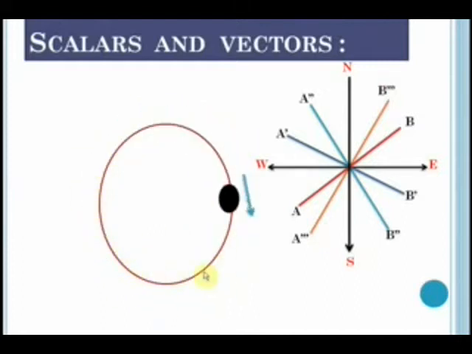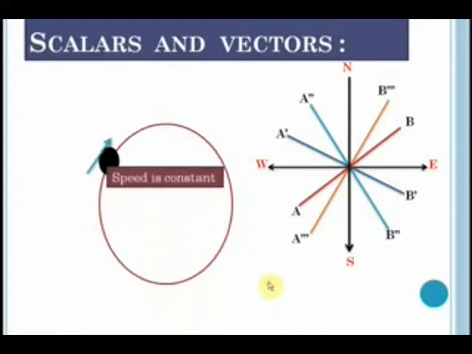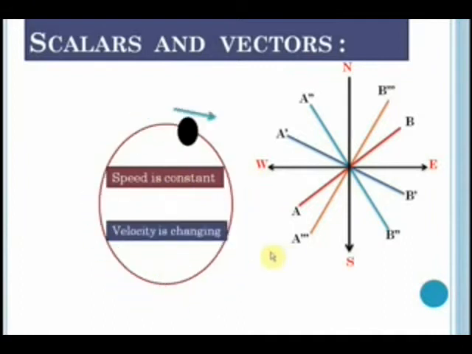And here we clearly see that the velocity is changing its direction at each and every instant. This velocity is not constant in this case, as basically the magnitude is not changing, which is the speed, but its direction is changing. So we can say that in this case speed is constant, but velocity is changing.